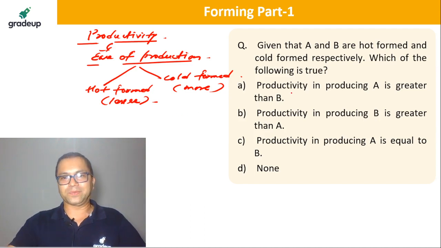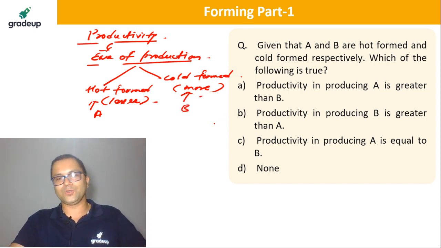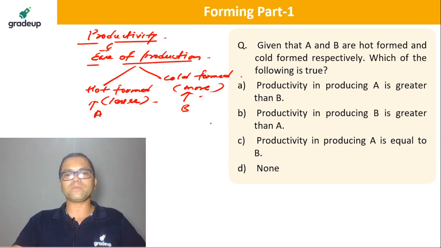So what do you think? Productivity in producing A. A is hot formed here and B is cold formed. So what do you think is the option? Come on now, please tell me. I have told you the theory. So productivity in producing B is greater than A, right?